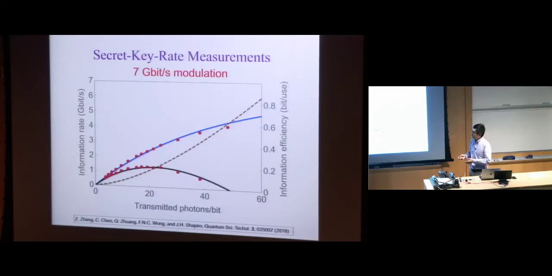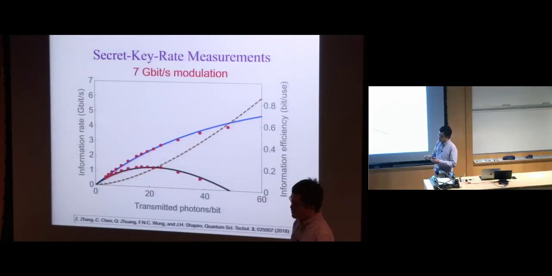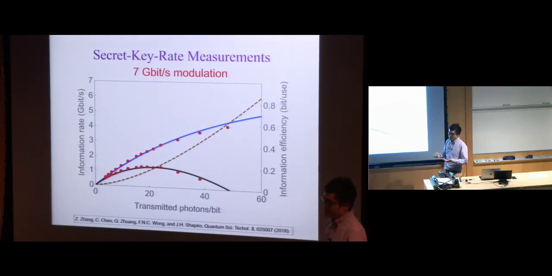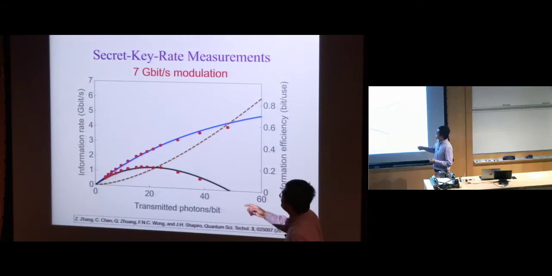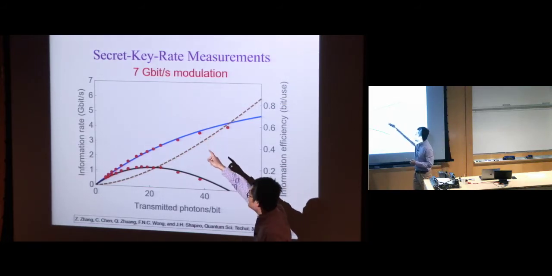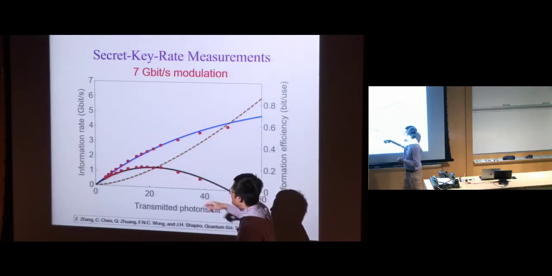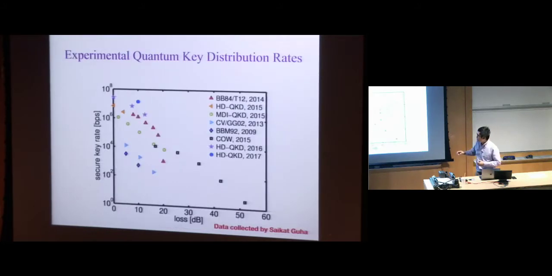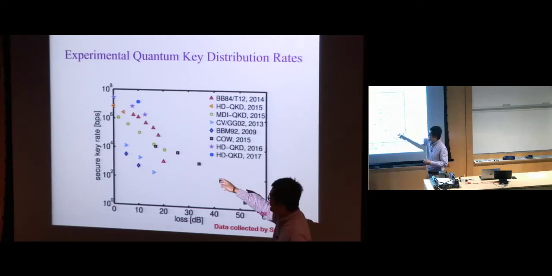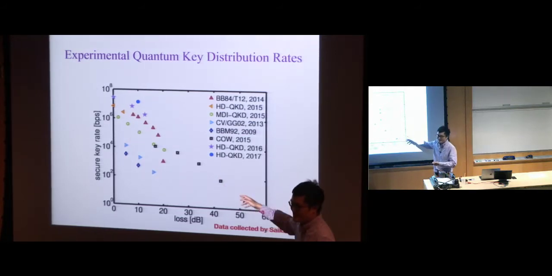Okay. And here, because we have this really broadband encoding, we are able to encode multiple photons into 1 bit. So with a 7 gigabit per second modulation, we can achieve about 1.3 gigabit per second quantum key generation over a channel with 10 dB loss. Okay. So those are the experimental results that Saika collected.